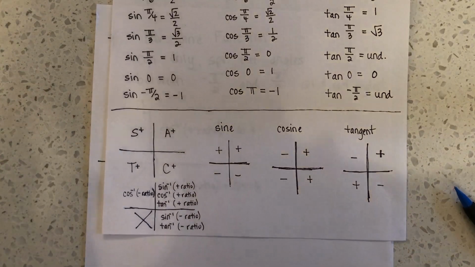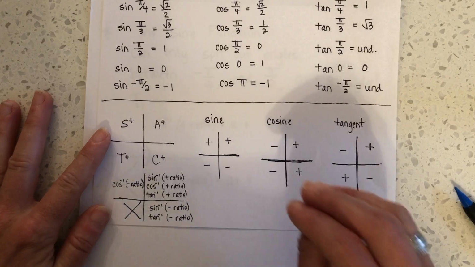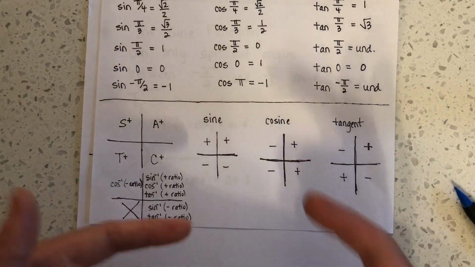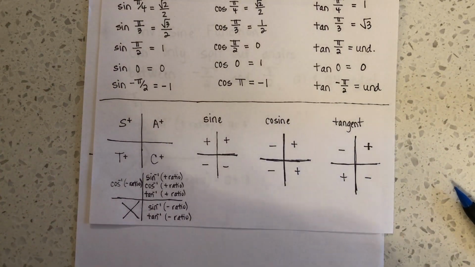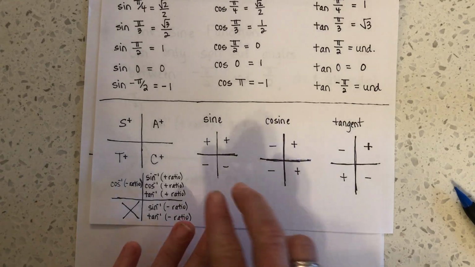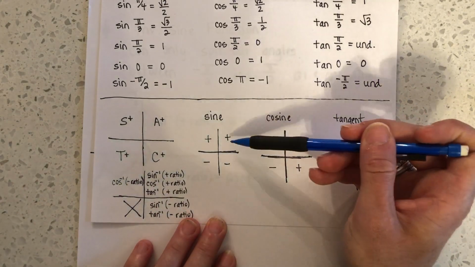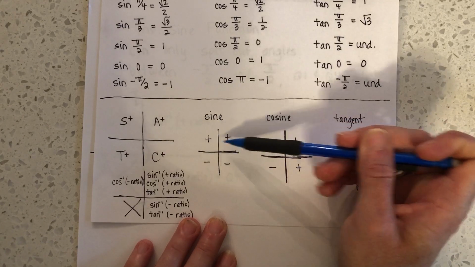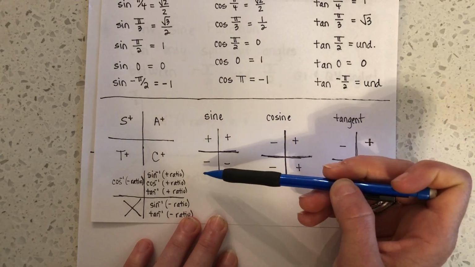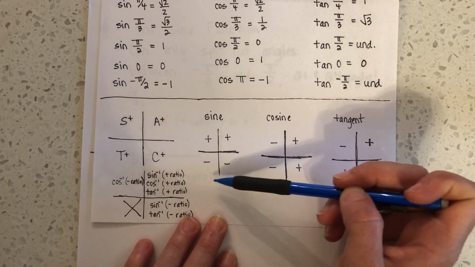And then I just wanted to remind you, every trig function gets you a positive ratio in 2 quadrants and a negative ratio in 2 quadrants. So the sine of an angle in quadrant 1 or 2 is going to get you a positive ratio. The sine of an angle in quadrant 3 or quadrant 4 gets you a negative ratio.